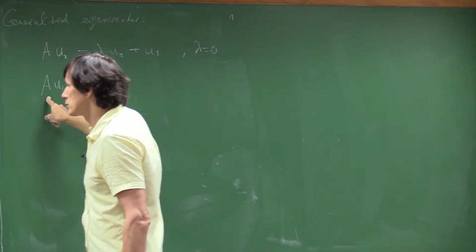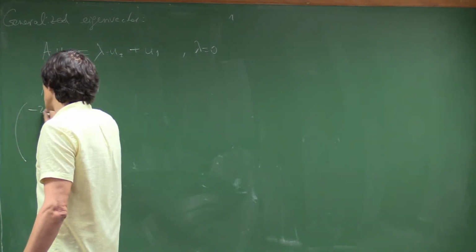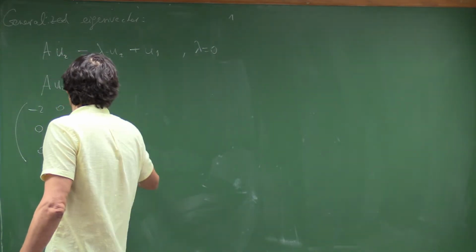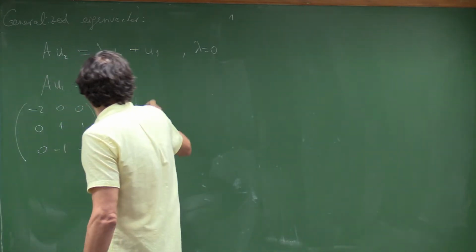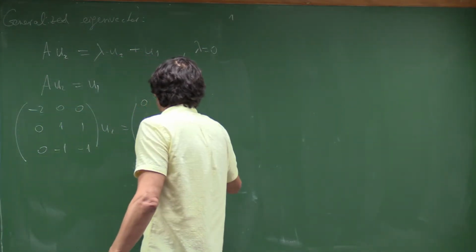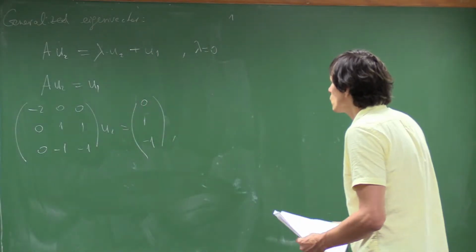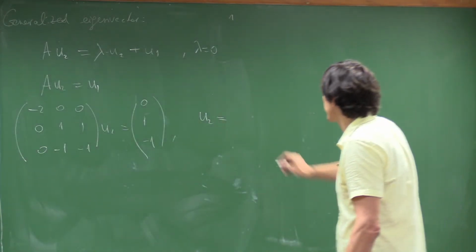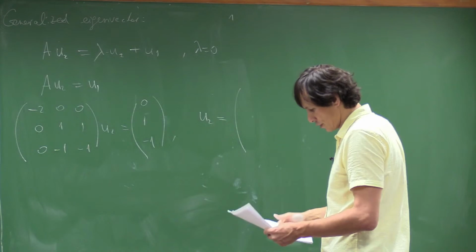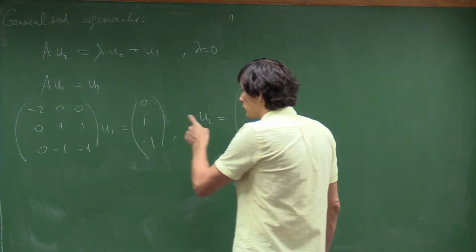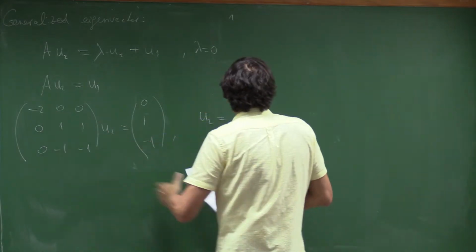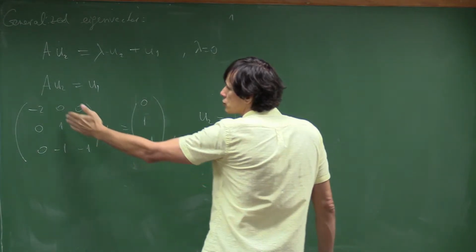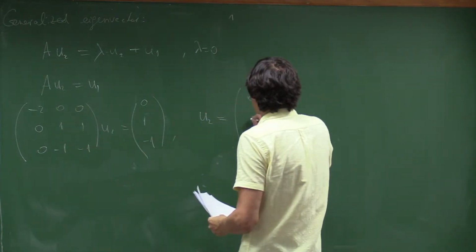So now let's write what AU2 is. It's minus 2, 0, 0, 0, 1, 1, minus 1, minus 1, times U2. And it should be 0, 1, minus 1. The solution, again, is not unique, but we can guess it in such a form. So you get 0 here, so the first component should be 0. This is certain. But then if you want to get this vector, you can just take this column, right? You just take 1, 0.